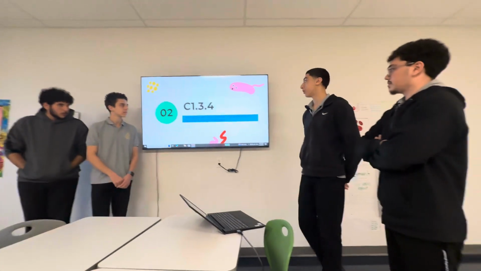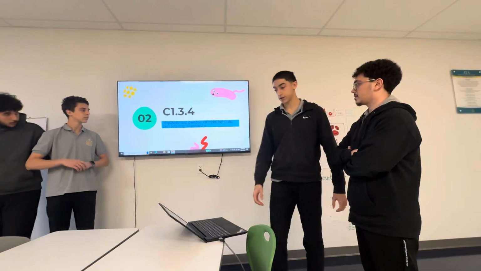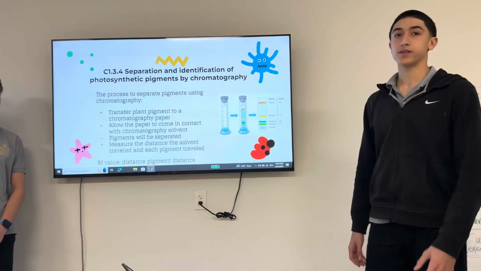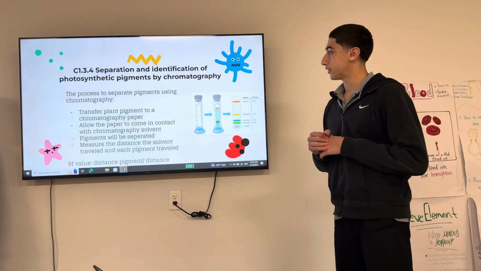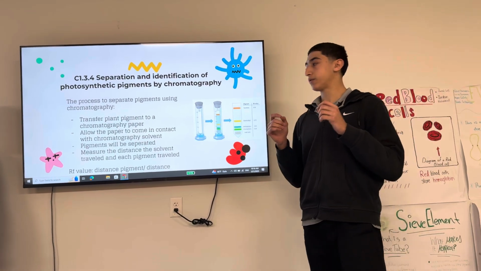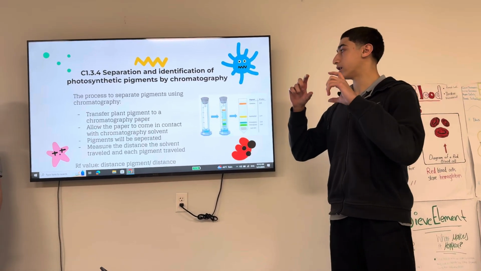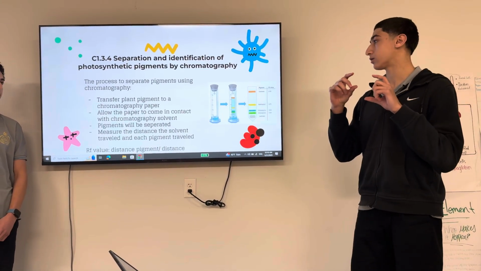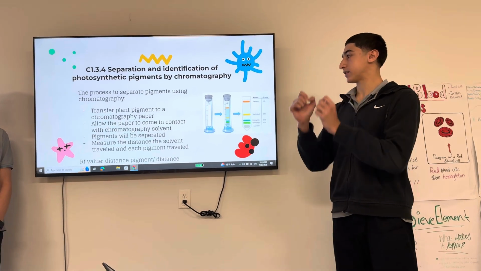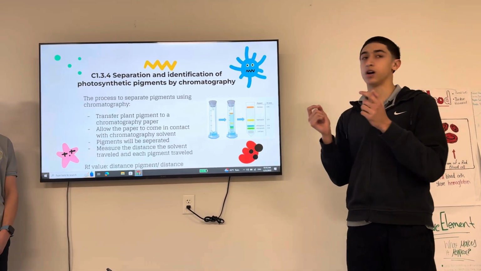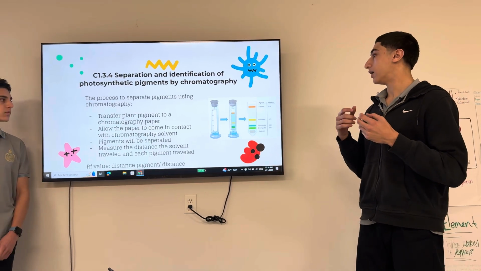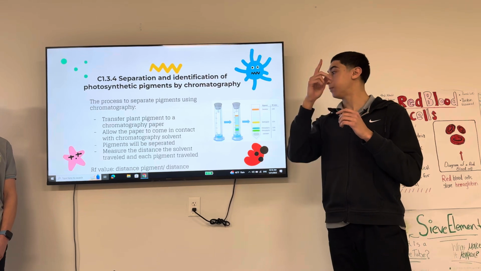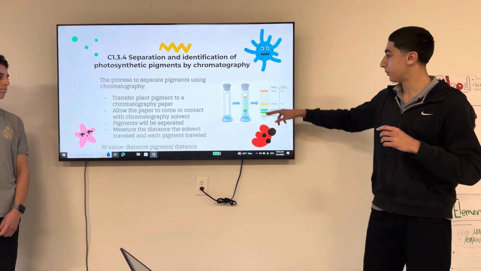C1.3.4 is about the separation and identification of photosynthetic pigments by chromatography. If you remember, we did chromatography in AP Chem. Basically, it's used to separate plant pigments. In order for it to work, you first transfer the plant pigments to chromatography paper, a special type of paper designed specifically for chromatography. Then you allow the paper to come in contact with a chromatography solvent, usually ethanol or methanol. After that, the pigments will be separated. As you can see right here, they move up the chromatography paper.